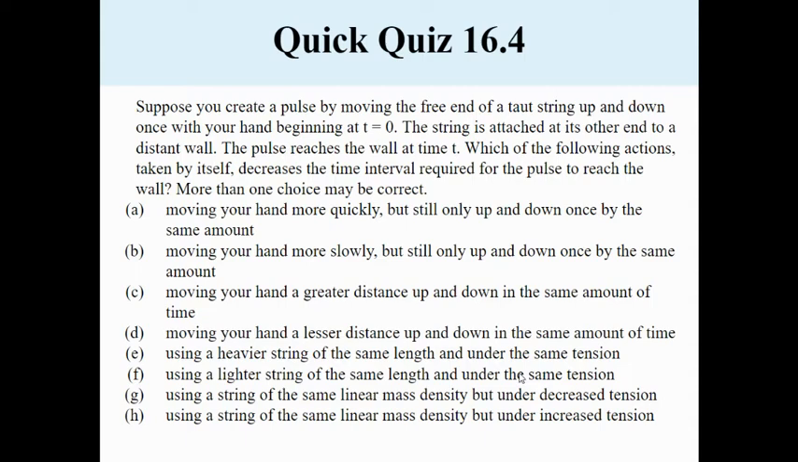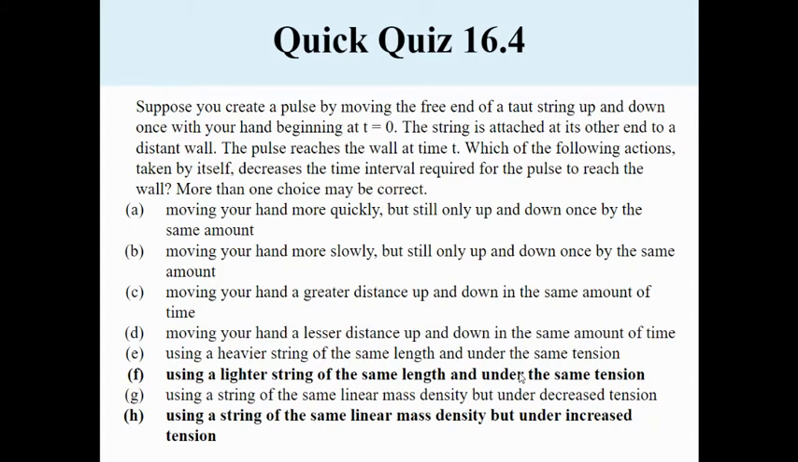So if you look at the last four options, the one that makes more sense is to use a lighter string of the same length and possibly same tension, meaning that there's less mass per unit length, which means it's easier to move through the string. And also we should get a string with increased tension so that we'll move faster through it. So that's our answers, F and H.